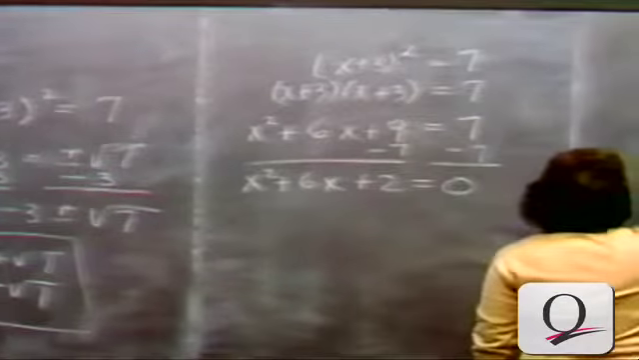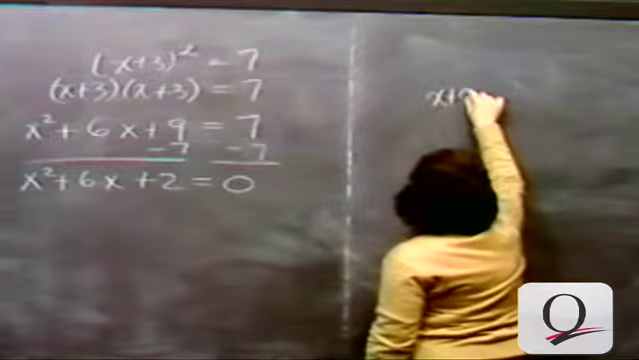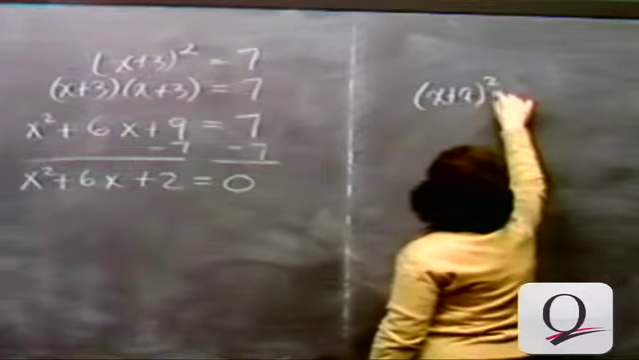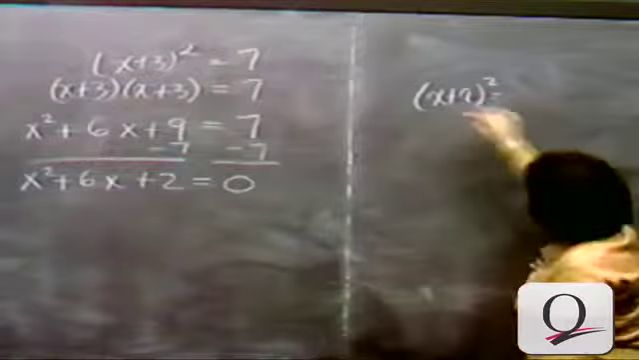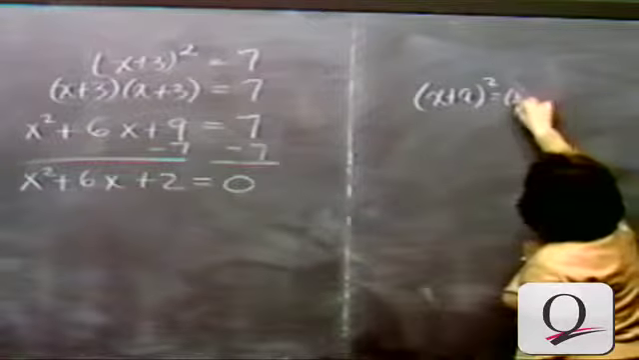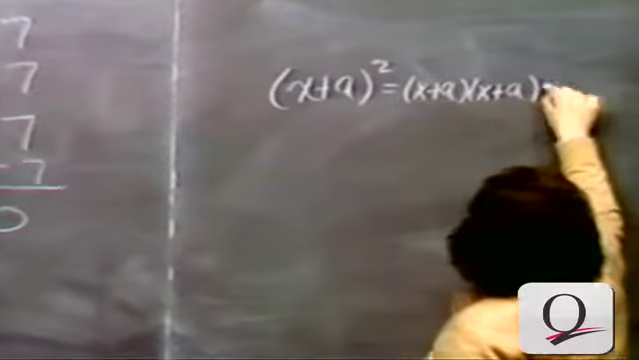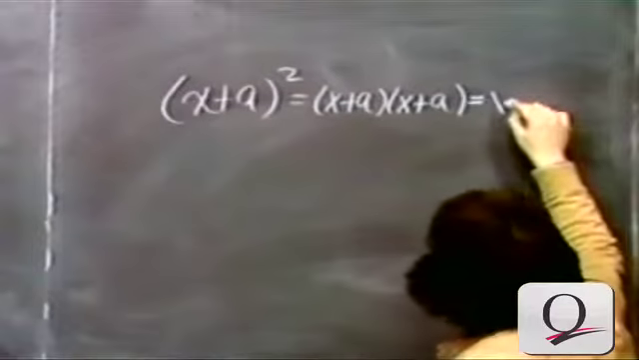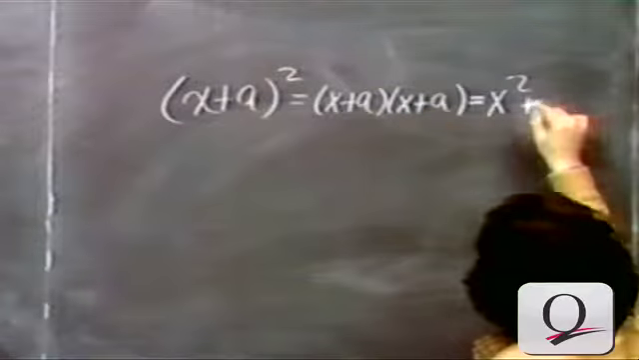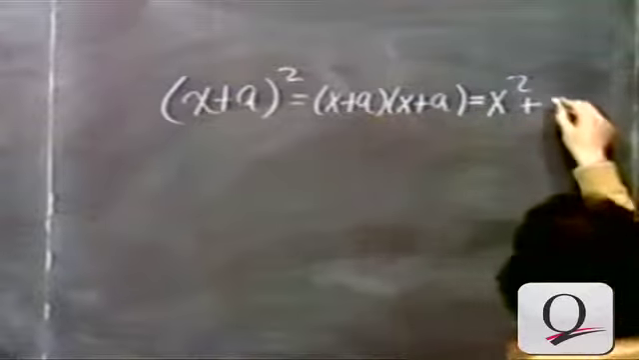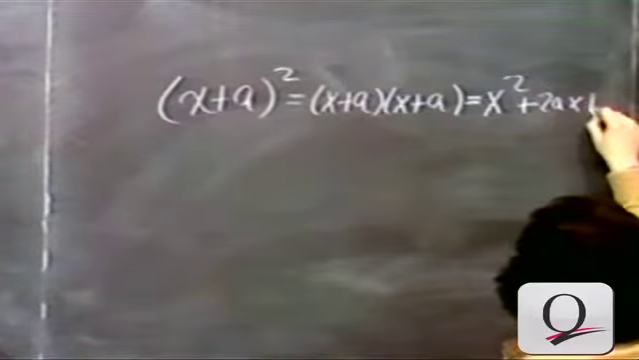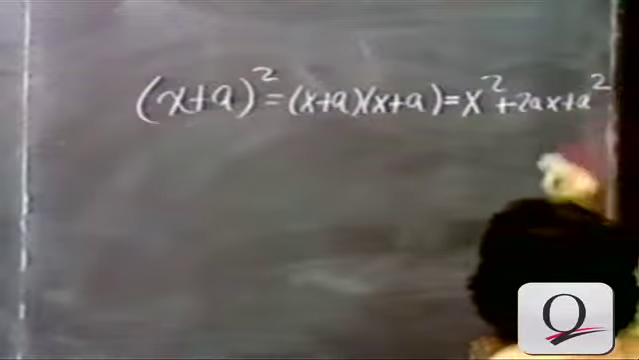So we have something like x plus a squared. This is, of course, x plus a times x plus a, which is x squared plus ax plus ax, that is plus 2ax, plus a squared.